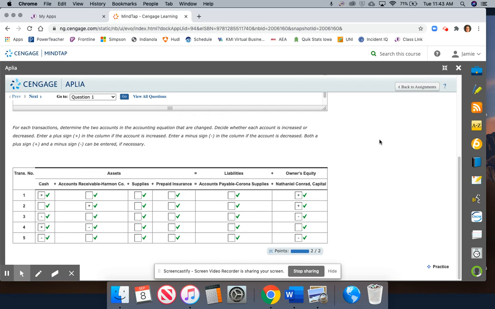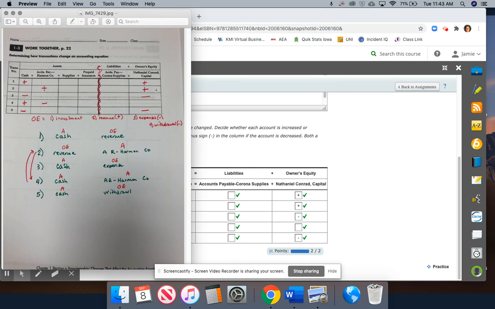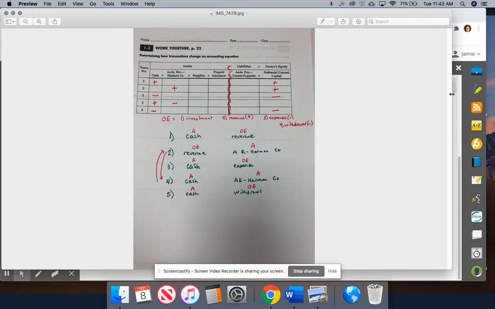1-3 work together. You can check your answers, make sure you have all green check marks. And if you're filling out your purple paper, it might look something like this. I have some notes here. You can see up here at the top, pretty simple. But down here at the bottom, for each transaction, I broke it out by, okay, what 2 accounts are being affected? Number 1, it was cash and revenue. Then I labeled them. Cash is an asset, revenue is owner's equity. And then I came up here: increase to cash, increase to owner's equity.